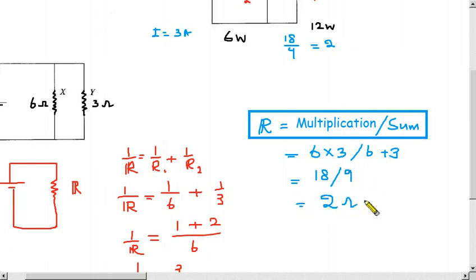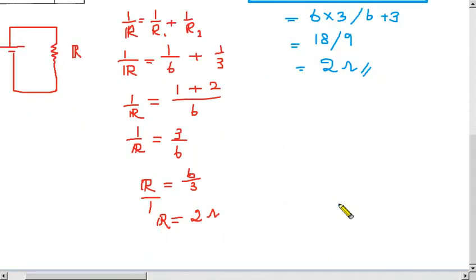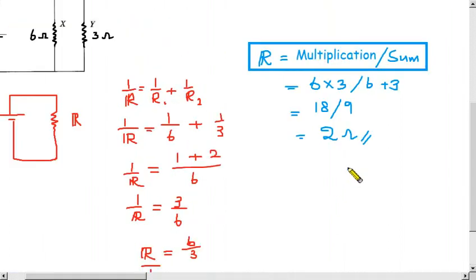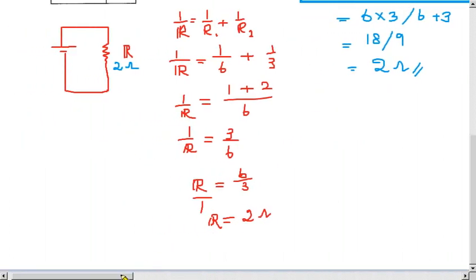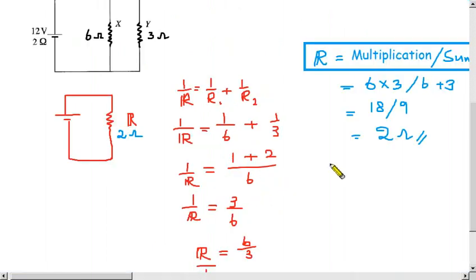That is the equivalent resistance, not the sum, equivalent resistance. So now we know the value is 2 ohm here. Whatever the method you used to solve it, this is the value we finally get.